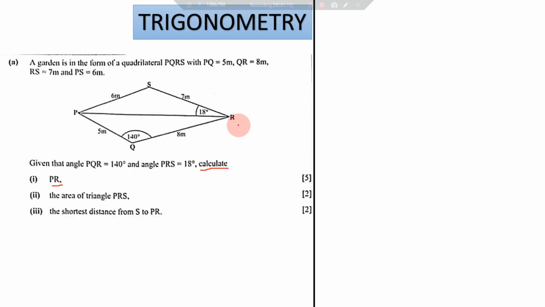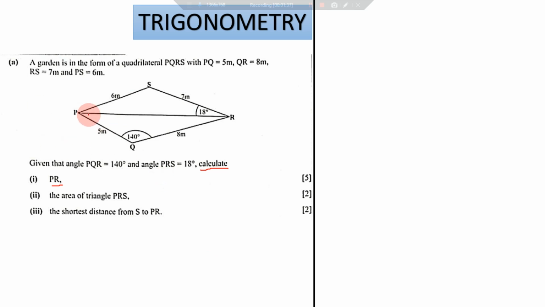Before we go on to calculate our side, there are two formulas that you expect to see on the second page when you flip the question paper. There are formulas there under trigonometry. Now you need to know which one you are going to use. Is it cosine rule? Is it sine rule?